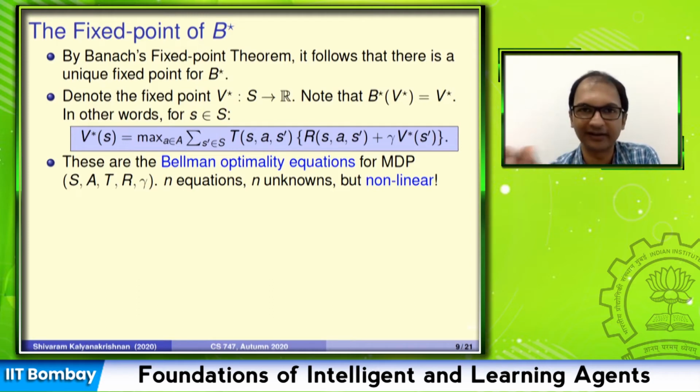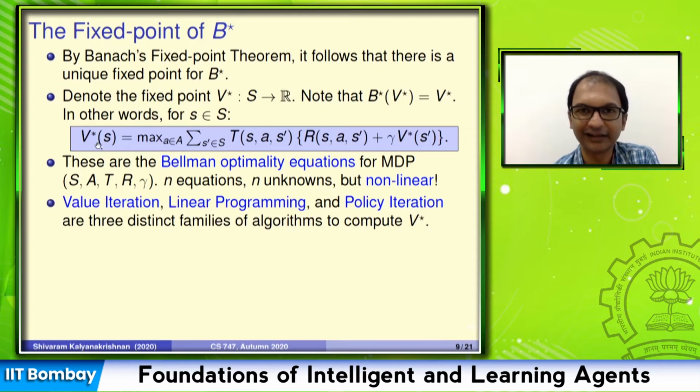They're not for each given policy, but it turns out that these are not linear equations. You can see that there's a max operator here, and as soon as you have a max, that means this V star is related non-linearly to this V star. So we have to solve a non-linear set of equations if we want to get V star.